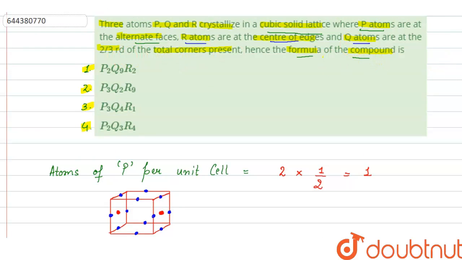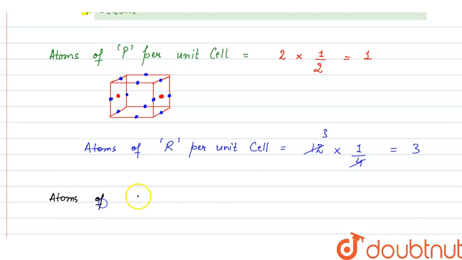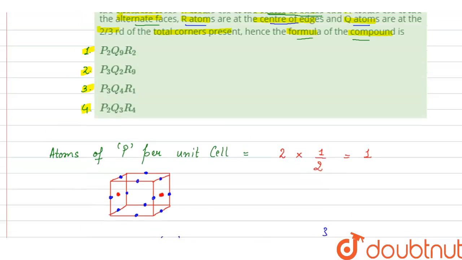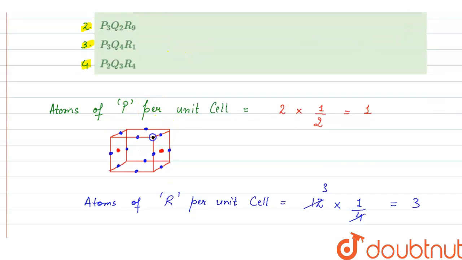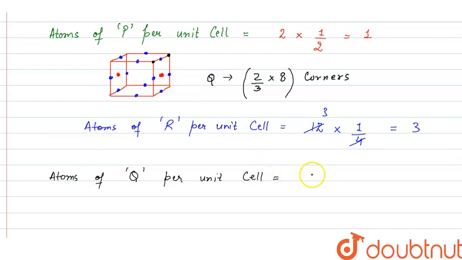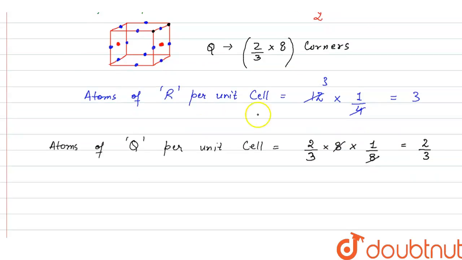Now we'll calculate atoms of Q. Atoms of Q per unit cell will be equal to, now if you look, Q atoms are present at 2/3 of the total corners present. Now if you see in this cube we have a total of 8 corners, 1, 2, 3, 4, 5, 6, 7, 8. But Q is present at 2/3 of 8, right? So atoms of Q per unit cell will be 2/3 of 8 into its contribution. Now if a particle is present at the corner, it is shared by 8 unit cells. So its contribution per unit cell will be 1 by 8. So this will be cancelled out and from here we get 2 by 3. So we have 2 by 3 atoms of Q per unit cell.